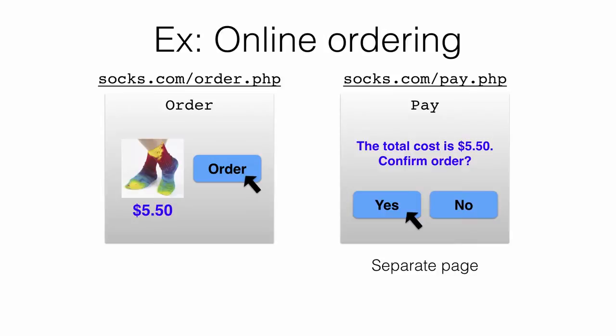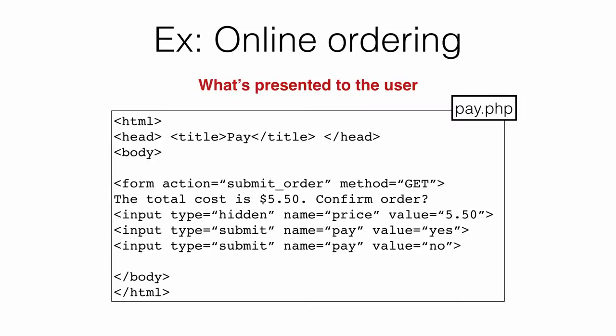Now the question is, how will the server relate the $5.50 request that the server chose on the first page so that when he or she clicks the yes button on the second page, the server makes the right order? Because HTTP is stateless. It's not remembering, technically speaking, one interaction to the next. And the answer is that the server can embed this information, the cost, for example, of the socks, in the web page that it responds with, that is the pay.php page.